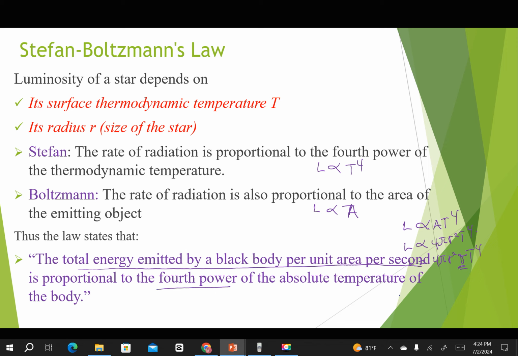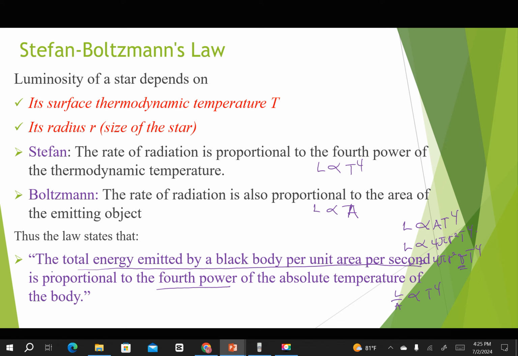In other words, when I say L divided by A is directly proportional to the fourth power. So L, the total energy per second, divided by A is proportional to T to the power 4. The total radiant power emitted is directly proportional to the area and also directly proportional to the fourth power of the thermodynamic temperature. This is what we call Stefan Boltzmann's law. We shall state it in a more simplified way later on.